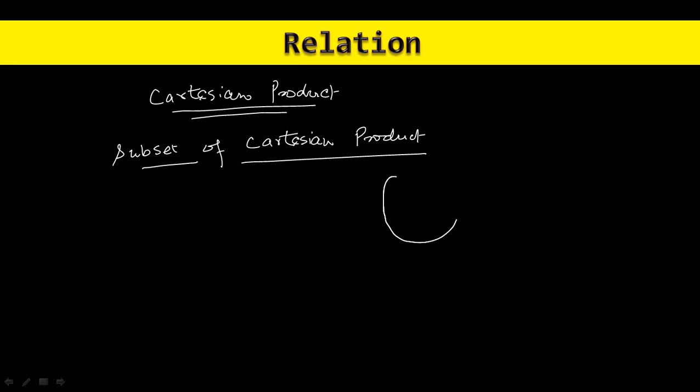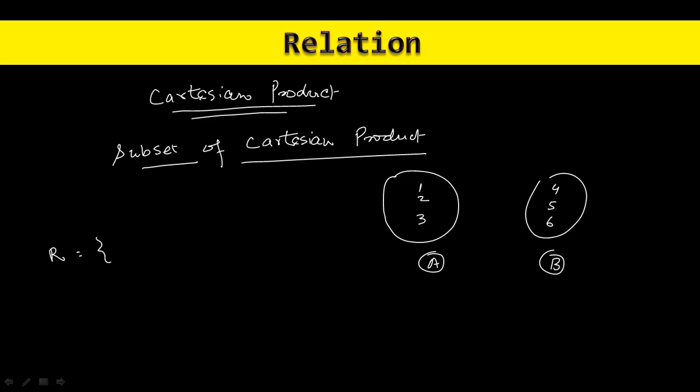Okay. Suppose two sets are there, 1, 2, 3, and the second one is 4, 5 and 6. Suppose these are the two sets, A and B. Now, for a relation, you can write 1, 4, 1, 6, 2, 4, 2, 5 like this.